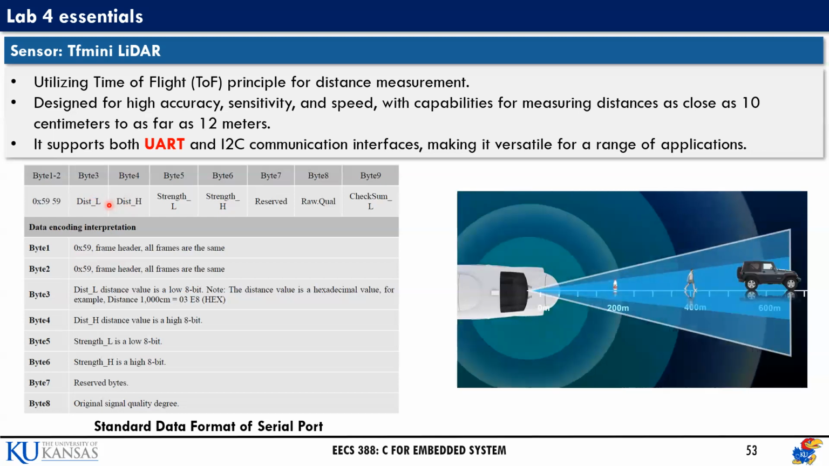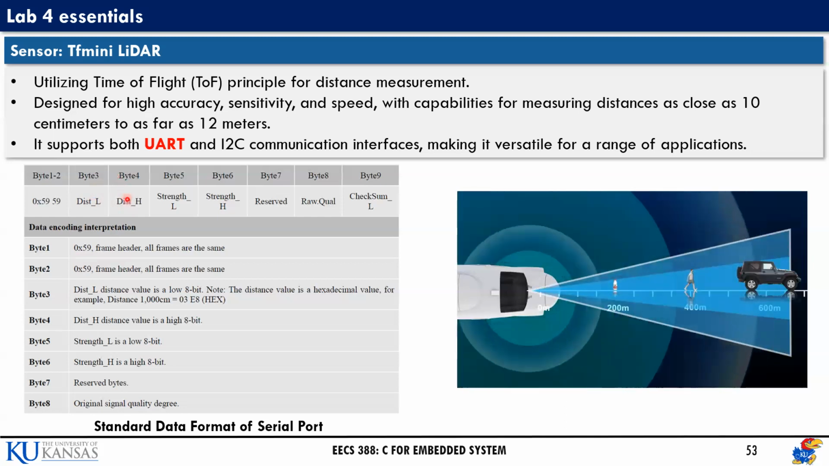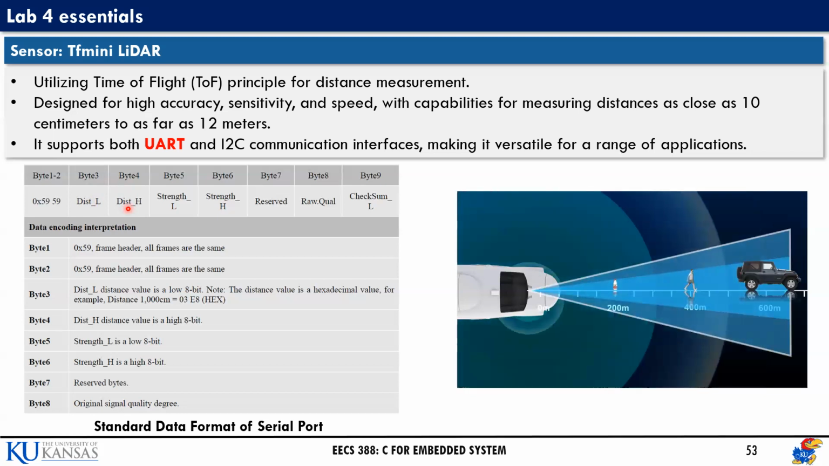We represent the distance as 16 bits, because we know 2 bytes is basically 16 bits. The first 8 bits of data we are reading from this sensor, we are calling dist underscore L, and the next 8 bits, from bit 8 to 15, we are calling dist underscore H. So we have a total of 16 bits of value from 0 to 15. The first 8 bits are dist underscore L, and the second, higher 8 bits are dist underscore H, as it's already stated here.